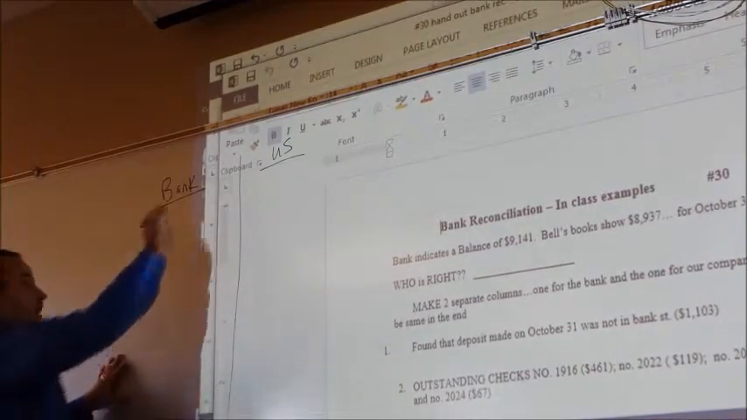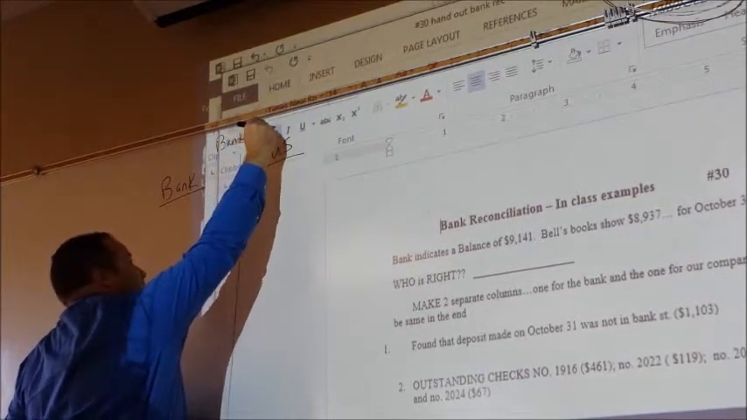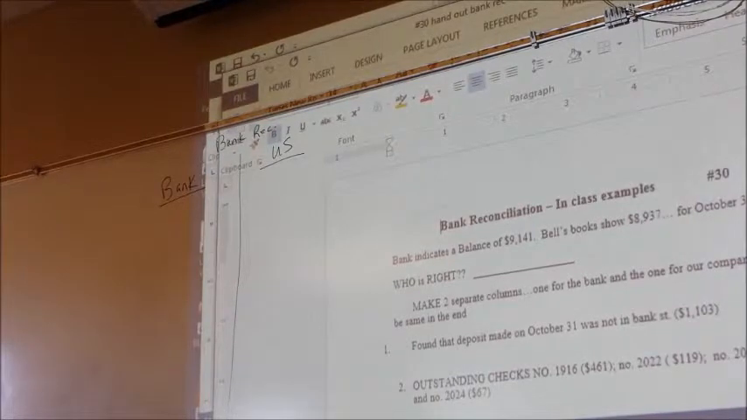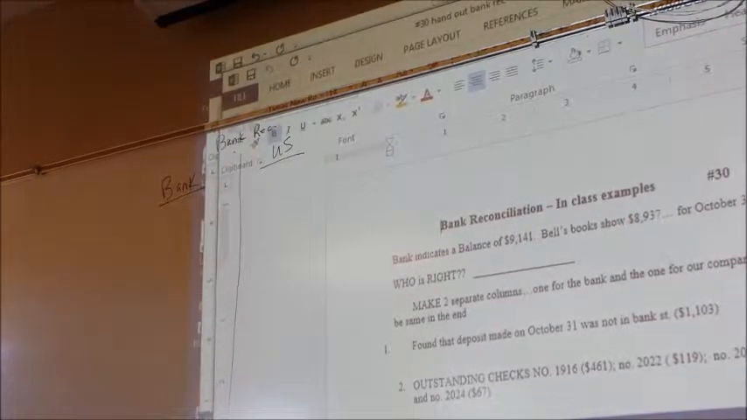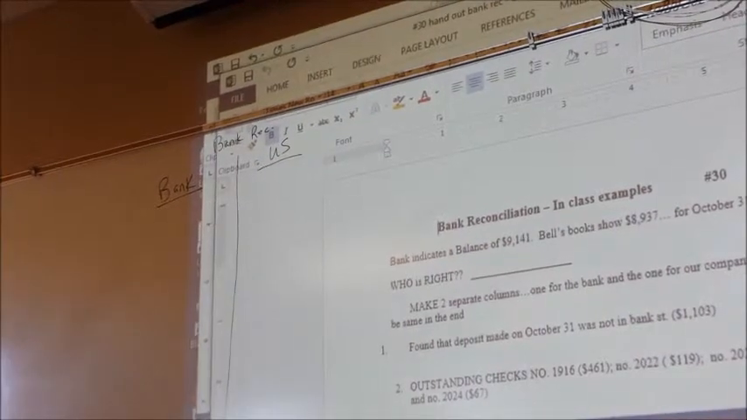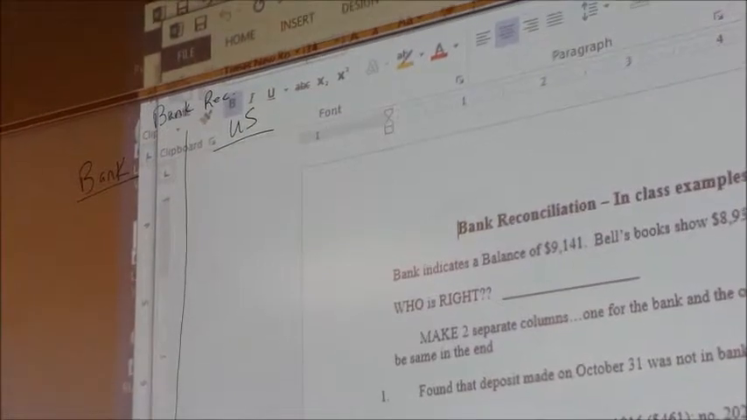To do it, this is how I do a bank rec. Doesn't mean it's the best way or the only way. And if you do your checkbook a different way and you're used to doing that, do it like that. But for those who aren't very used to doing it, this is how I'm going to show you how to do a bank rec.